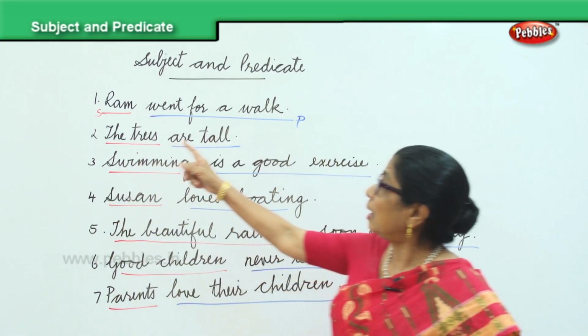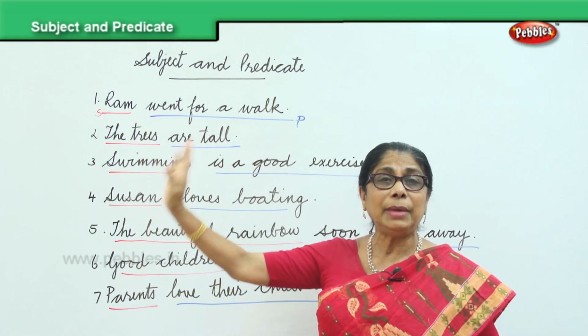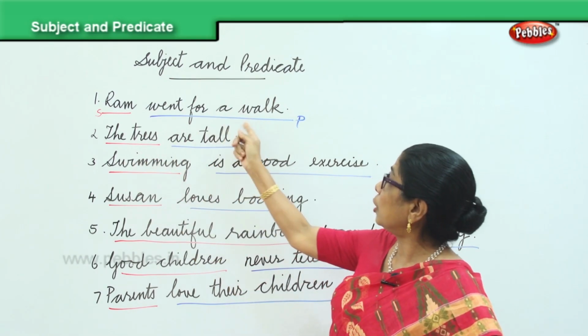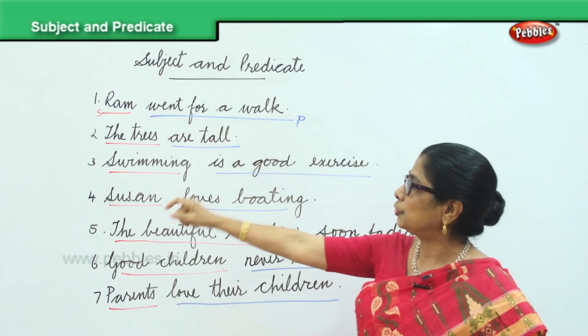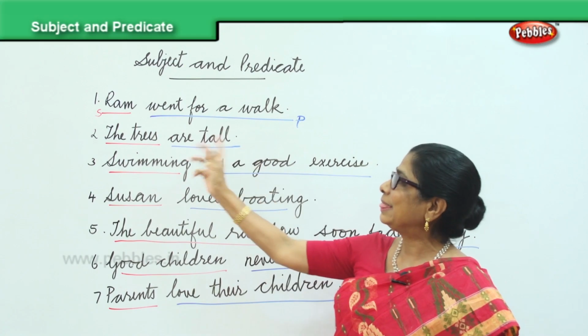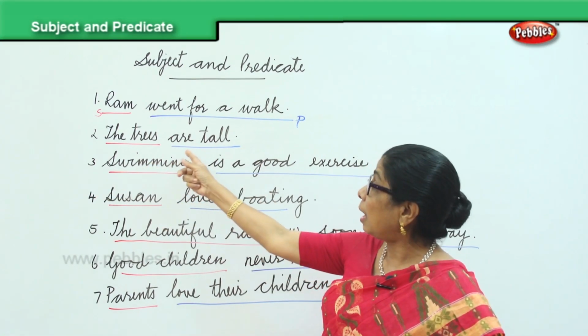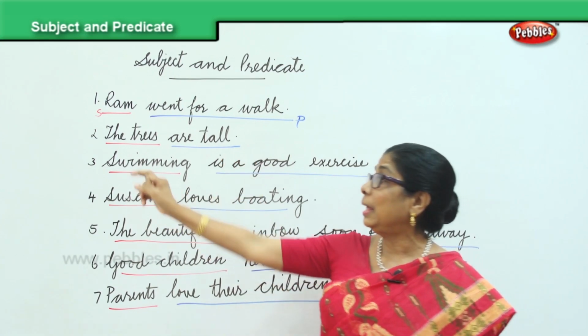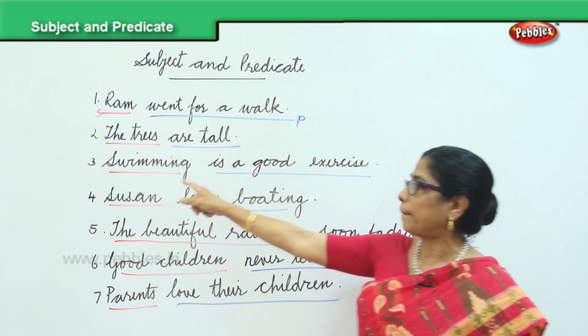And now, Ram went for a walk. Ram, we are talking about Ram. Ram is the subject. Went for a walk is the predicate. Begins with R capital and ends with the full stop. The trees are tall. The trees, we are talking about the trees. That is the subject. Are tall is the predicate. Begins with the capital letter T and it ends with the full stop.